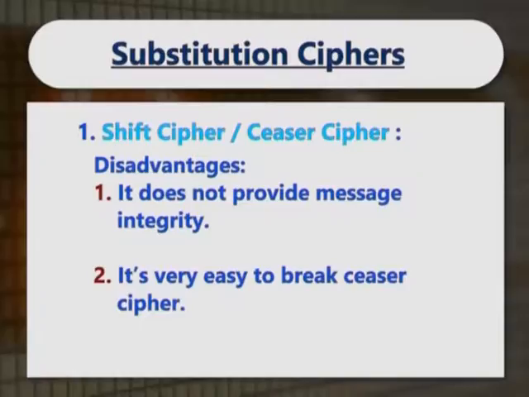Now there are some big problems associated with the Caesar cipher. Like I said, it is the most basic cipher that exists. The problems with Caesar cipher are that it does not provide message integrity, and I'll explain what that means in a second if you don't know what it is. The other issue is it's very easy to break. If I'm trying to send a message to my friend and someone somehow manages to see that message, that person would be able to decrypt the ciphertext very easily.